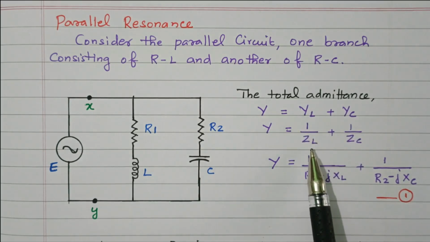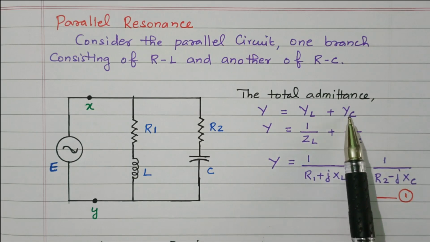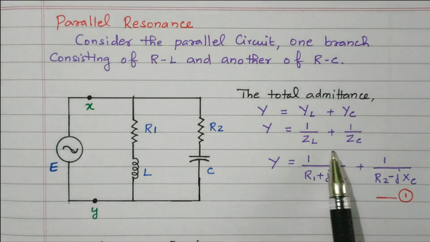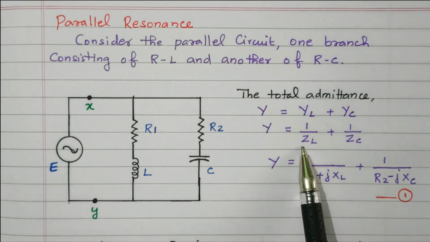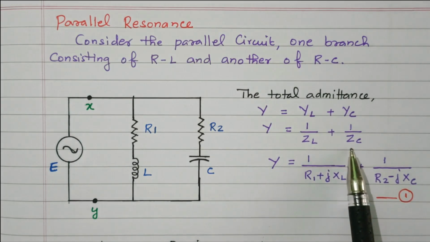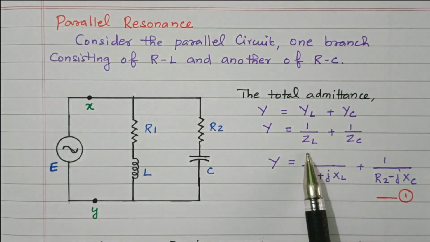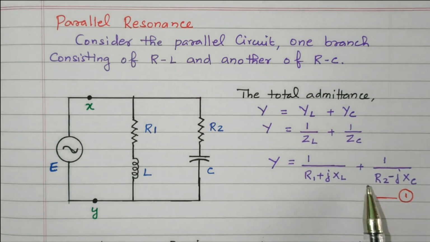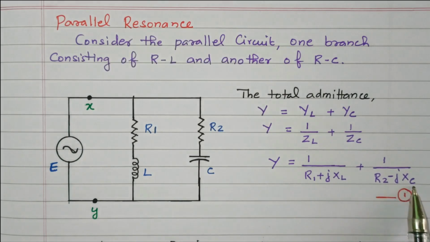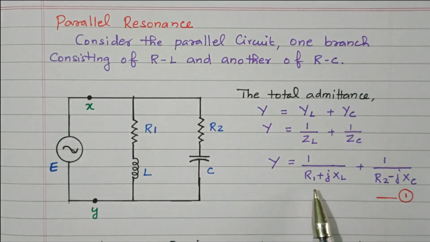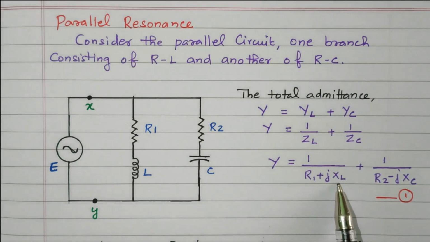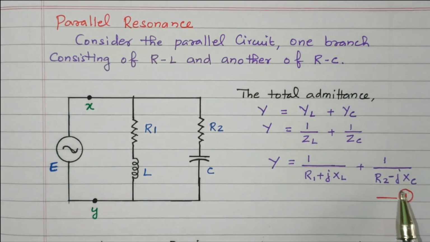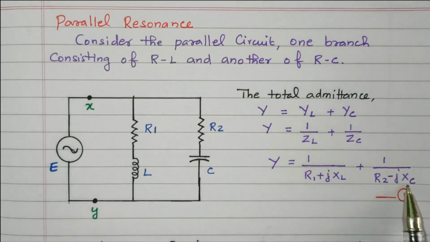So this admittance is nothing but the reciprocal of the impedance. So YL can be written as 1 divided by ZL. Similarly, YC can be written as 1 divided by ZC. Right? So this is the impedance in the first branch with R and L, and the impedance in the second branch with R and C. So this ZL in branch 1 can be written as R1 plus jXL. Similarly, in the second branch, R2 minus jXC. Right? R1 is available in the first branch. For the inductor, the impedance is XL. With R2, because of the capacitor, we have minus jXC. Right? So this is the branch 1 impedance, and this is the branch 2 impedance.